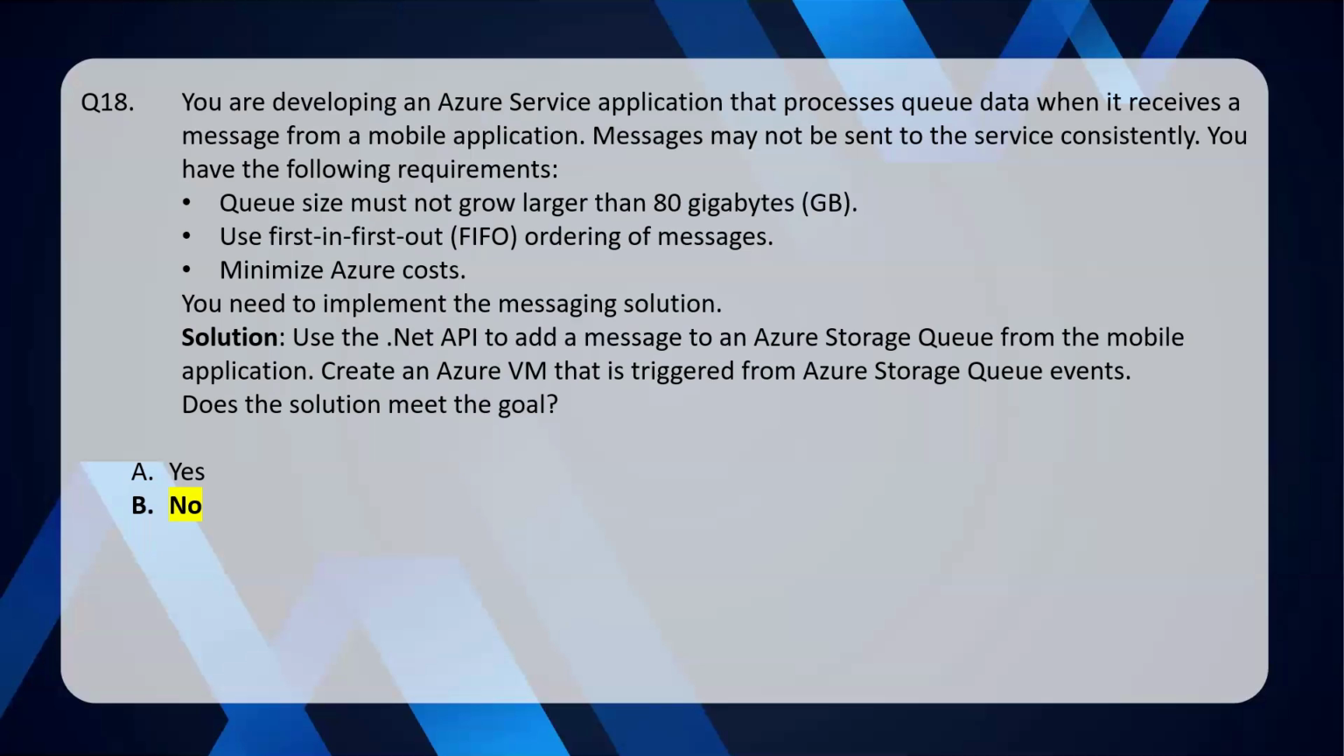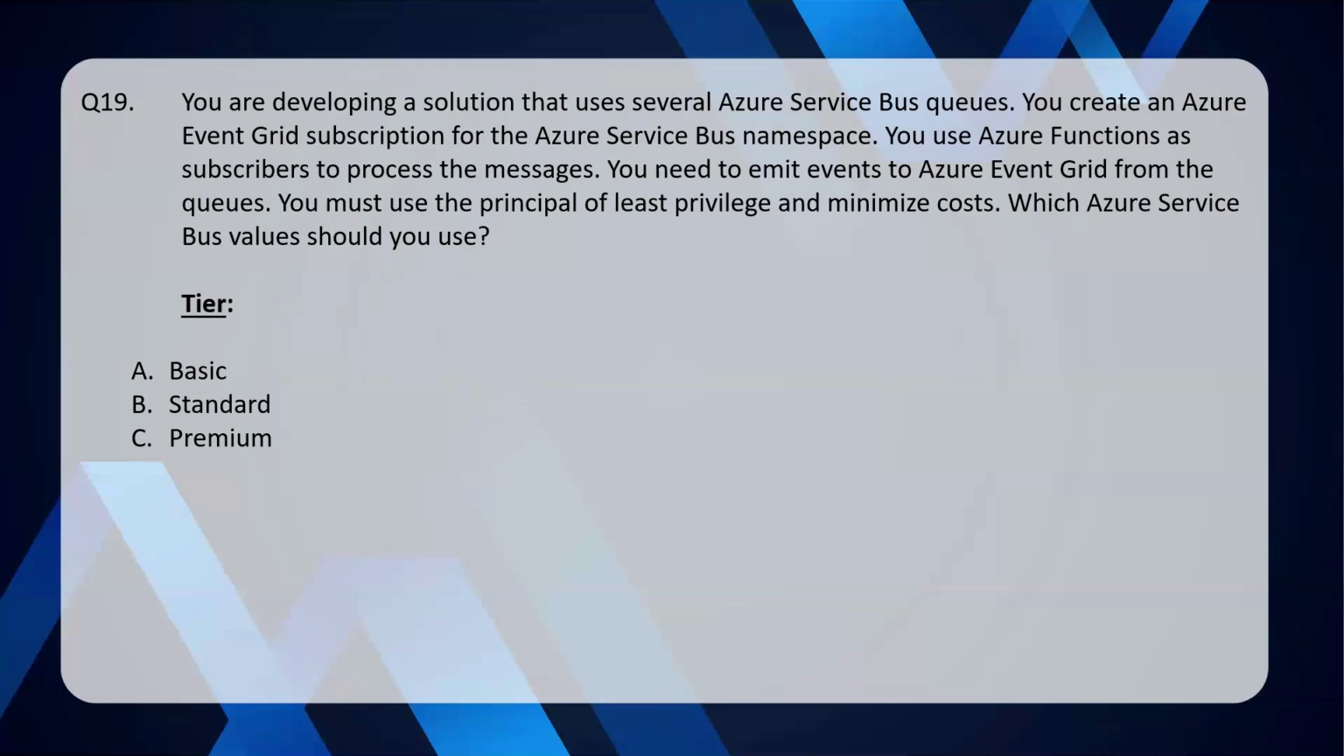Next question. You're developing a solution that uses several Azure Service Bus queues. You create an Azure Event Grid subscription for the Azure Service Bus namespace. You use Azure functions as subscribers to process the messages. You need to emit events to Azure Event Grid from the queues. You must use the principle of least privilege and minimize costs. Which Azure Service Bus values should you use?